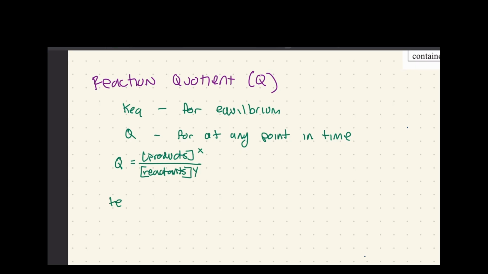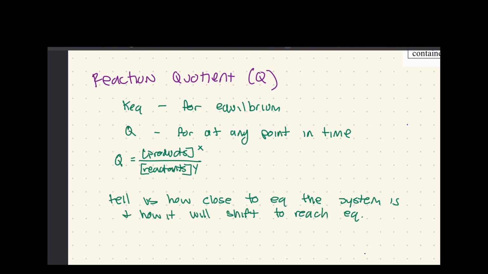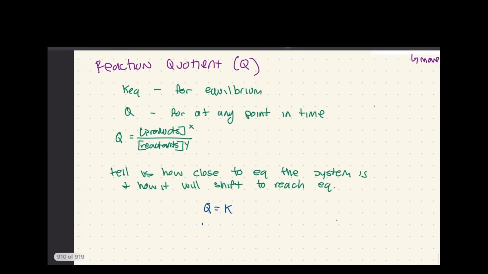And this is going to tell us how close we are to equilibrium and what it needs to do in order to reach equilibrium. We can have 3 scenarios here. When Q is equal to K, that means that the reaction is at equilibrium. There's going to be no shift happening. We're already at equilibrium.